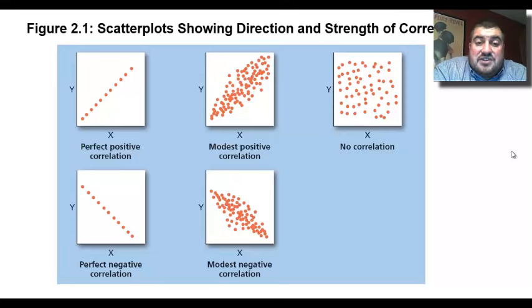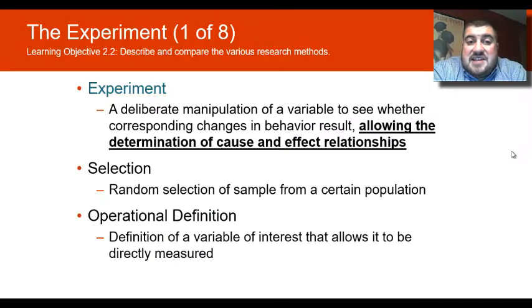And then we get to the last research method, where we can determine cause and effect relationships: the scientific experiment. Now there are steps to the scientific experiment. We need to have our random selection of our sample from a certain population, whatever that target population might be. We need to have operational definitions of the variables of interest. For example, if our variable was aggression, aggression can mean a lot of different things to a lot of different people. We need to define what aggression is and what we are measuring as aggression in the study.